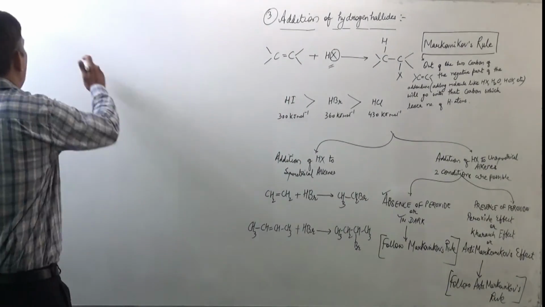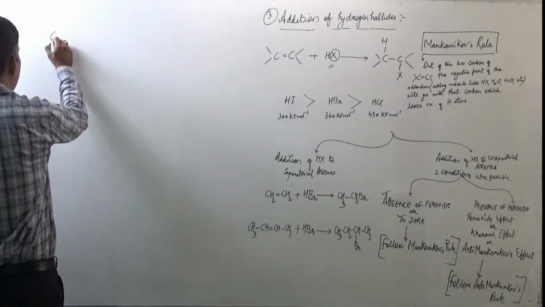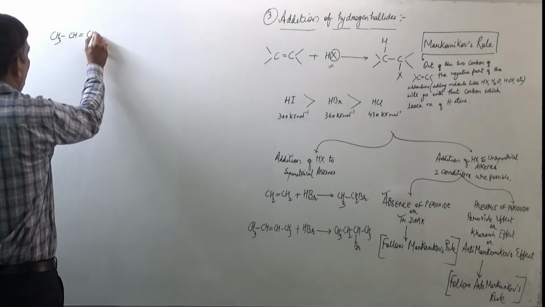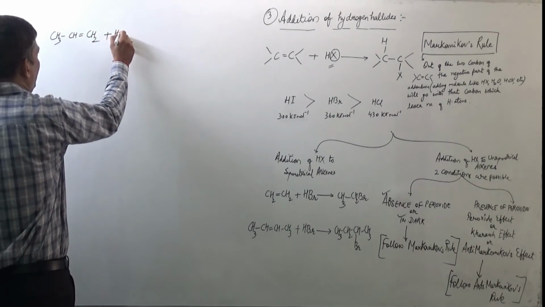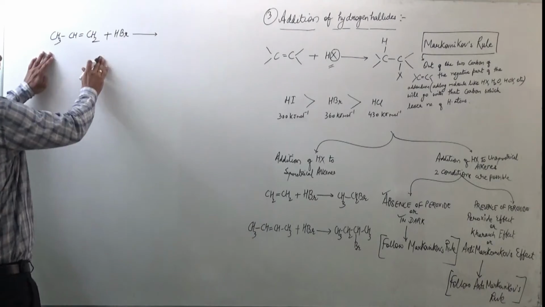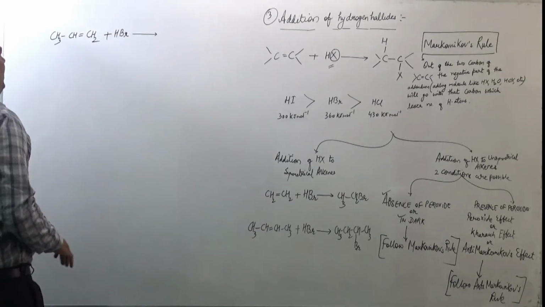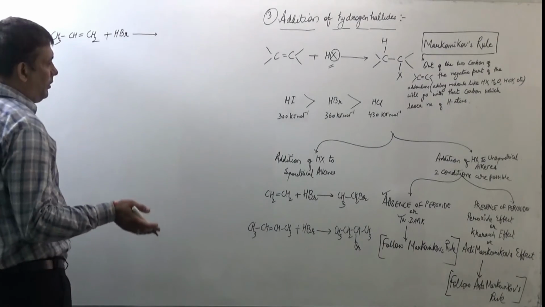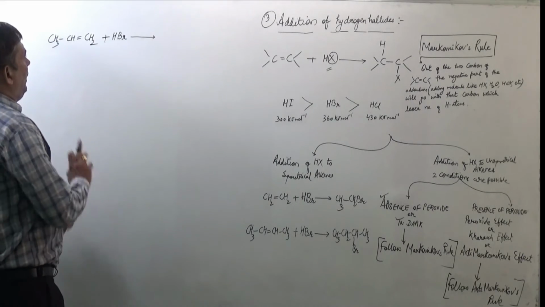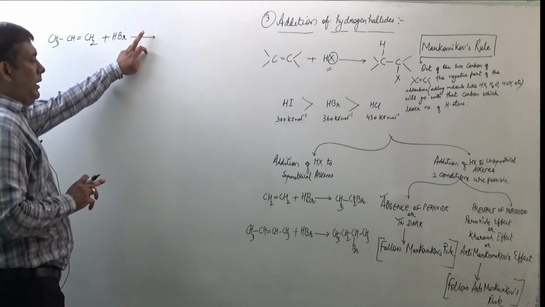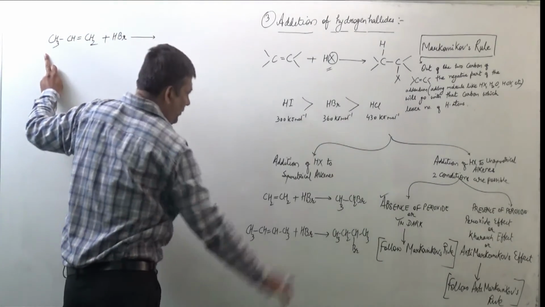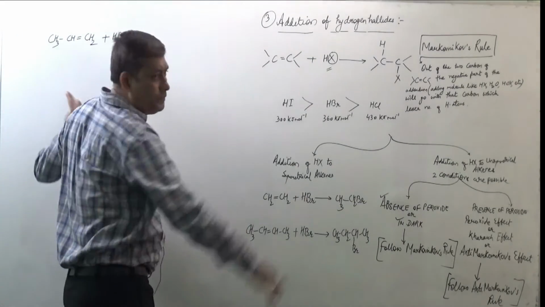Okay. I am taking an unsymmetrical alkene, CH3CH=CH2. Very simple example. And HX is added, HBr let us say. Okay, this is an unsymmetrical alkene and in the absence of peroxide, either in dark or in the absence of peroxide. Now in this condition, the peroxide is absent and the alkene is unsymmetrical. Then we have to use Markovnikov rule.